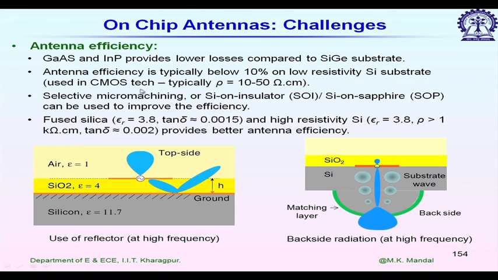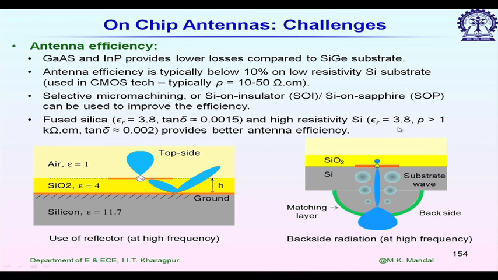Now, typically antenna efficiency is below 10% on a low resistivity silicon substrate, because sigma is high. So, what can be the solution? We can use selective micro machining, or silicon on insulator (SOI), or silicon on sapphire (SOS) technique, some of which I am going to discuss next. We can also use fused silica, for which epsilon r is 3.8 and tan delta is 0.0015. It has very good dielectric property, and we can use it as the dielectric slab. And high resistivity silicon, that I already discussed.